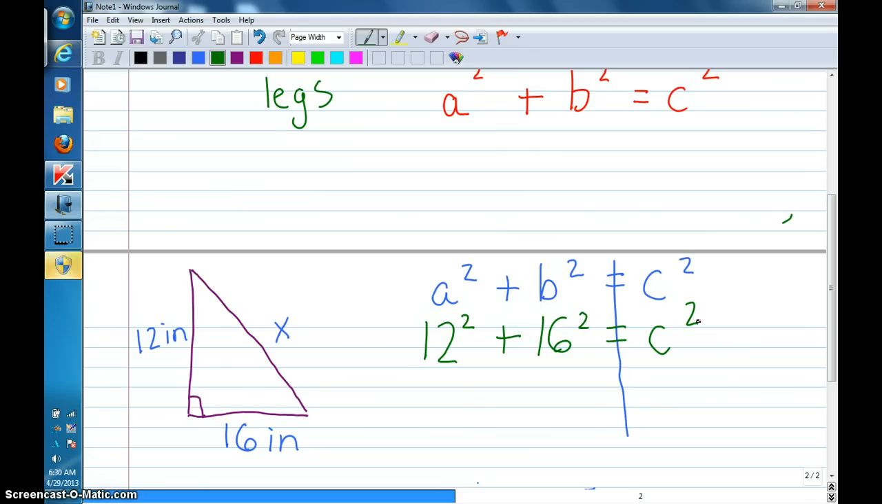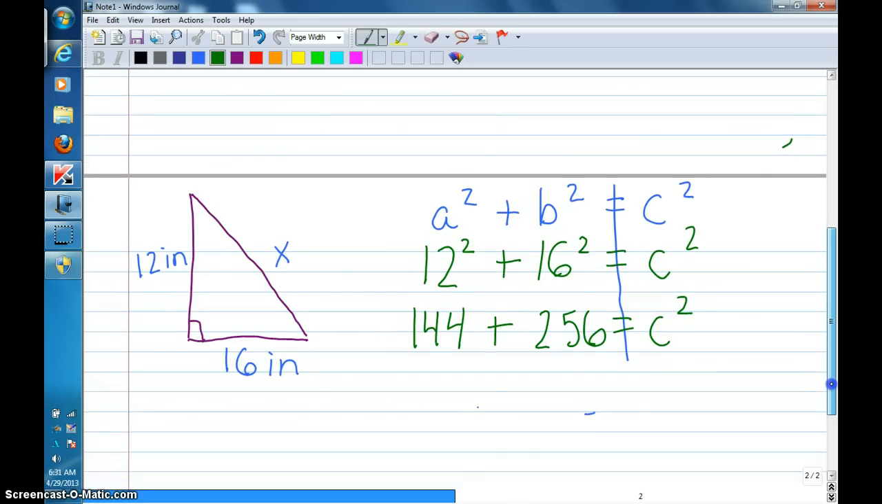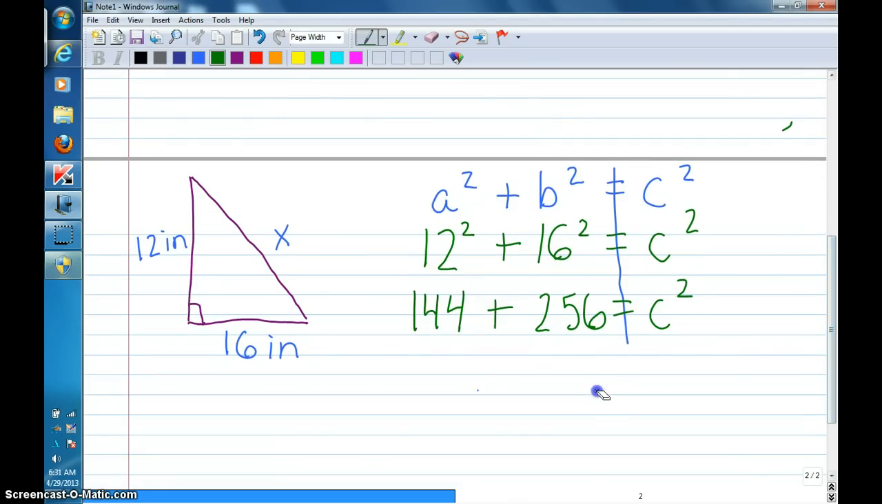So go ahead and try this math. 12 times 12, not 12 times 2 again. Should be left with that. Try 16 squared. You should get 256. Go ahead and add the two together to see what you got so far. You got 400, and that is equal to c squared.